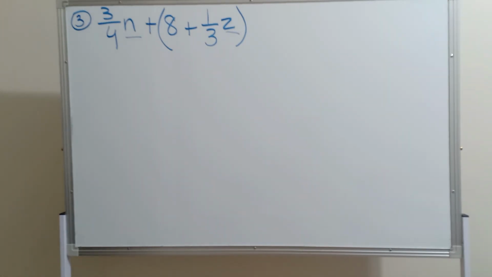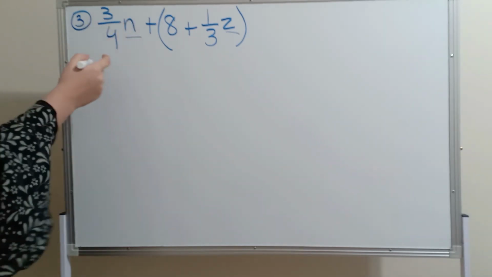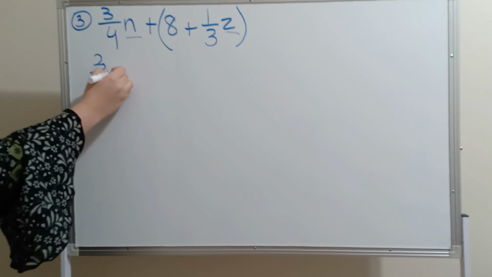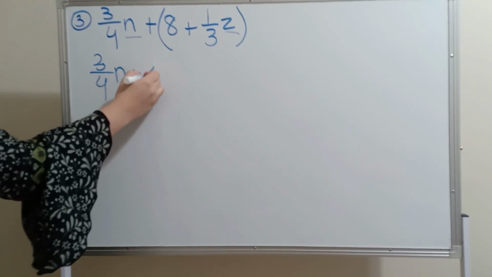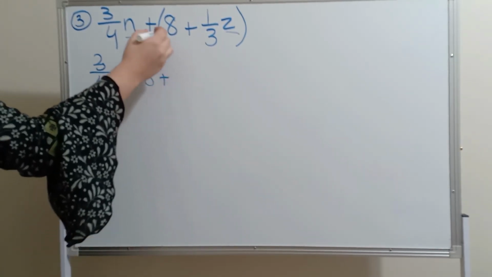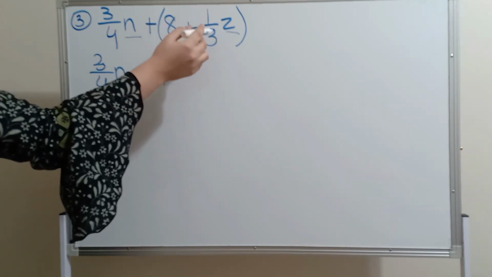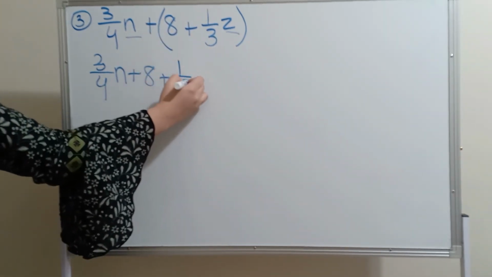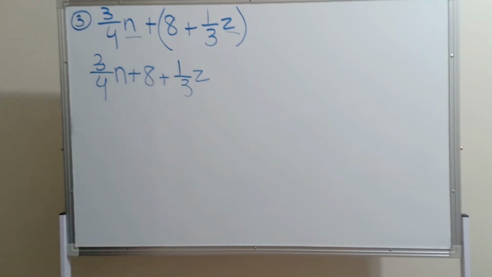So first, let's bring these numbers out of the bracket. So 3/4n plus 8 plus, because positive 1 times positive 1/3 z is going to give us positive 1/3 z. So here we have 3/4n plus 8 plus 1/3 z. So that can be an equivalent expression.